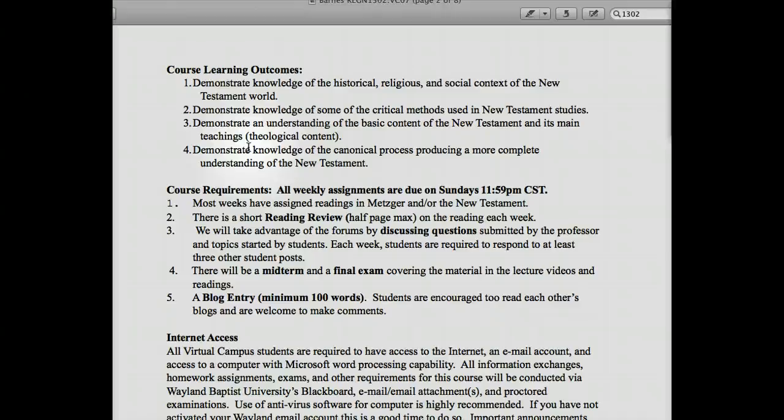Okay, next one is the forums. There's a discussion forum on the course website, and it's divided up by week. And I come up with three questions for each week that we discuss. You don't have to answer all three. You can answer one, or you can come up with a question of your own. But you have to interact in some way with at least one question.